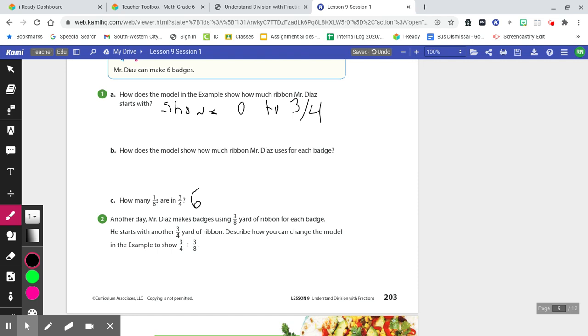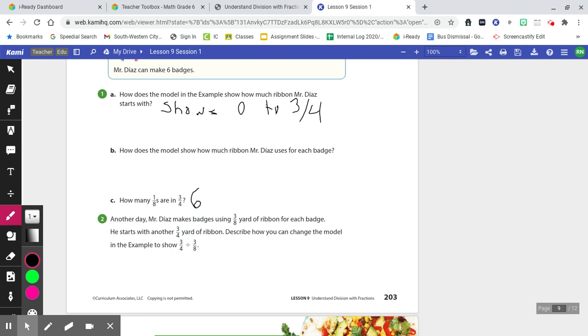The answer was 6. I'll do this one and then you'll be on your own. Another day, Mr. Diaz makes badges using 3/8 yards of ribbon for each badge. He starts with another 3/4 yard of ribbon. Describe how you can change the model in the example to show 3/4 divided by 3/8. They don't want me to solve it. They just want to know, how would you change it?